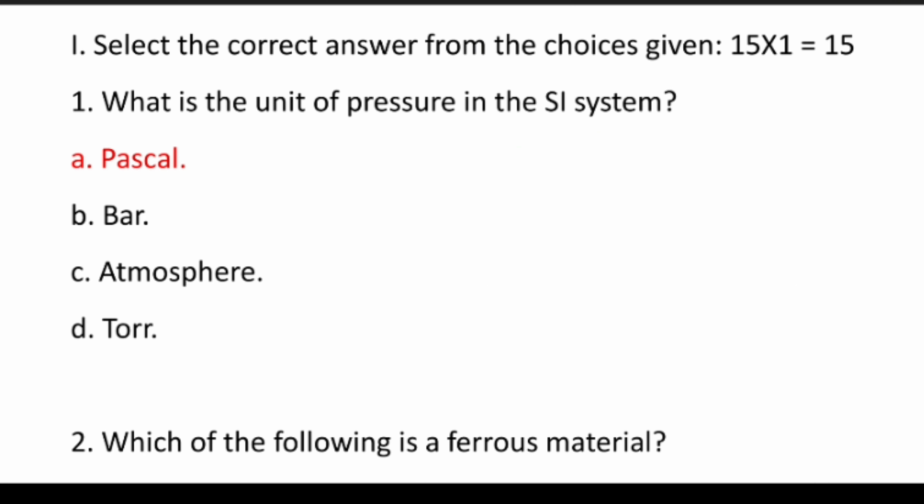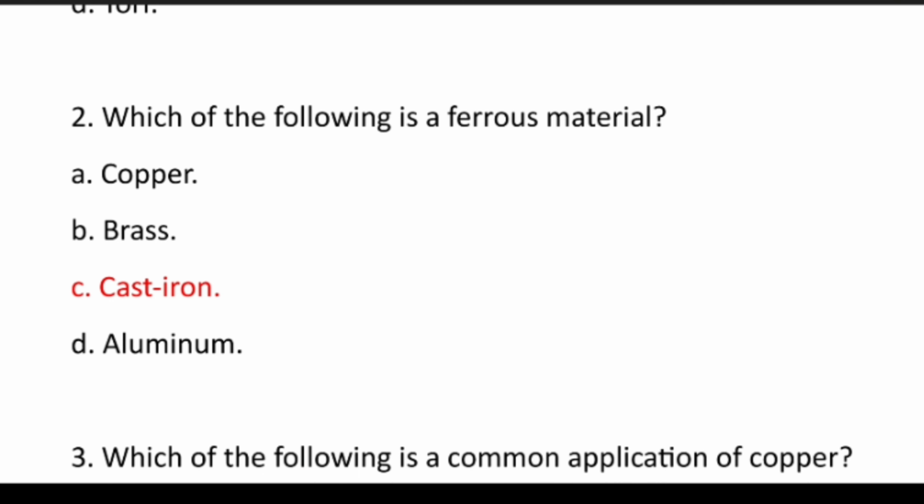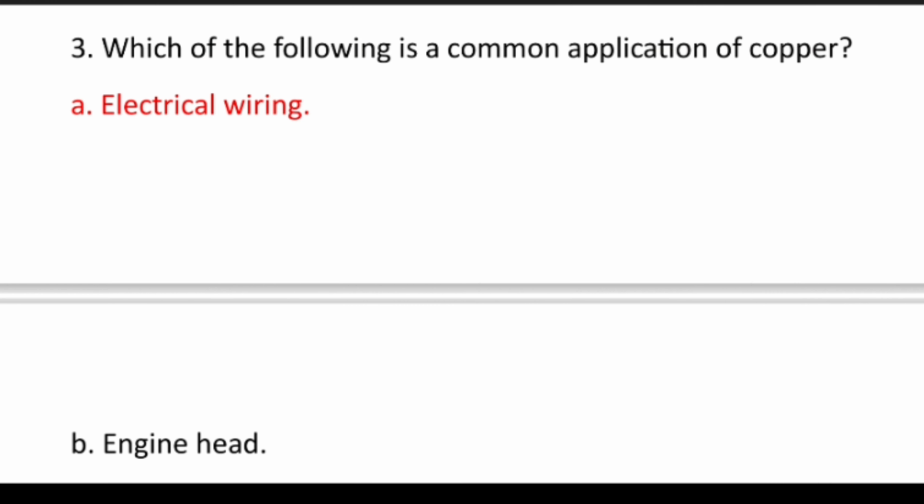Next, what is the unit of pressure in the SI system? Option A, Pascal, will be the unit for pressure. Which of the following is a ferrous material? Cast iron will be a ferrous material. See, which of the following is a common application of copper? For application, we are using copper in electrical wires.